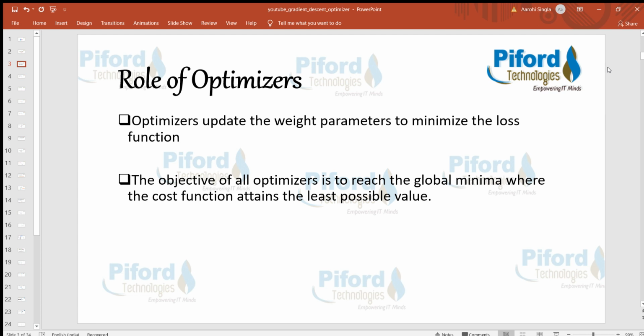So what is this global minima? See, global minima means the point where the loss is minimum, the point where the loss is at the least possible value. There are different kinds of optimizers, but the goal of every optimizer is to reach the global minima where the loss function has the least possible value.